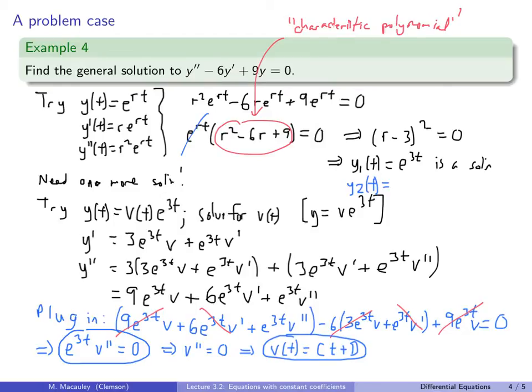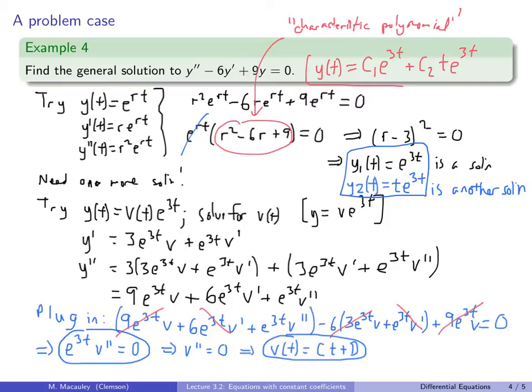So let's pick the simplest non-dumb example, and let c be 1 and d be 0. So that will give us t e to the 3t. This is another solution. And now we have enough for our general solution. So y of t equals c1 e to the 3t plus c2 t e to the 3t.